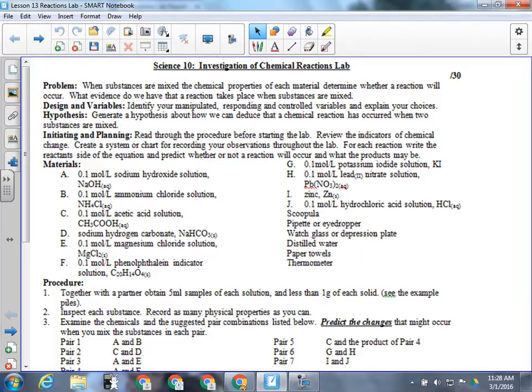The and part, what are we doing in this experiment? Well, looks like we're mixing different pairs of things to see if something happens. Don't write it like that.